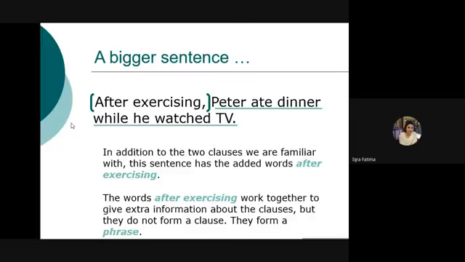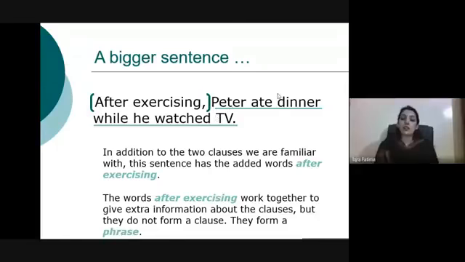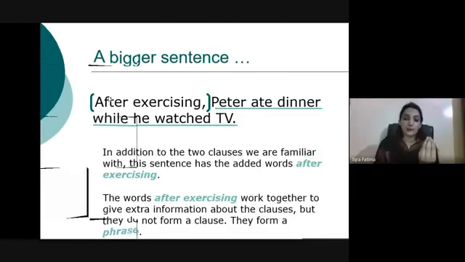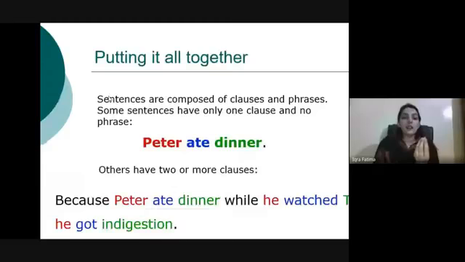Now you can read here. After exercising, Peter ate dinner while he watched TV. Now you can see that there are two clauses. Peter ate dinner while he watched TV. There is a phrase as well. It is after exercising. So a sentence could be made of phrases or clauses as well. So sentences could be a composition of phrases and clauses.